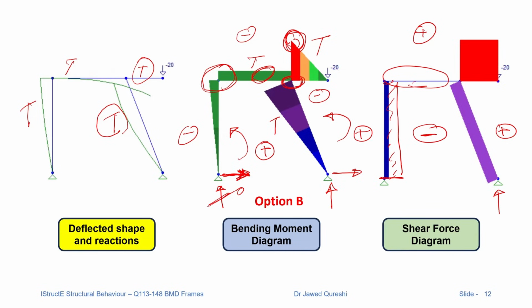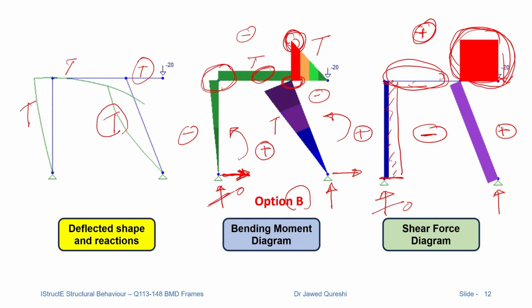However, we have a clockwise shear at the top. So clockwise is to be drawn on the positive side. So that's why we have this huge shear force at the top. And the key thing to note here is that the vertical reaction at the left support is zero. And that is the reason we don't have any shear force on top of the beam. So the correct option is option B.